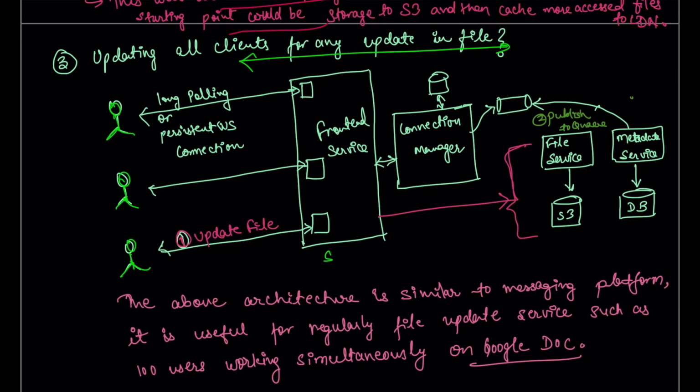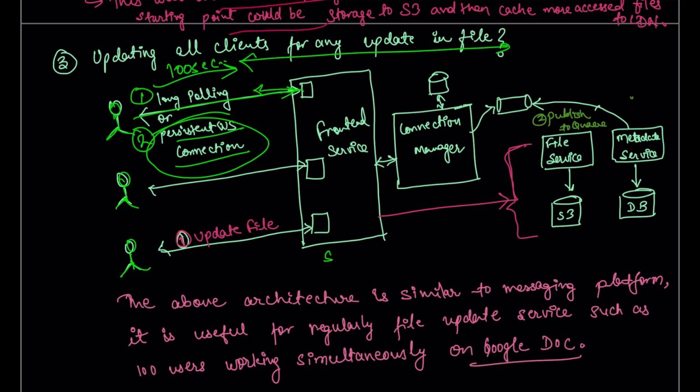Got it? So there are two ways to go about it. One is that you use long polling. So if there is any update, you establish a connection and wait for, let's say, 100 seconds. If there is any update, the server will return a response. If there is not, then you can terminate this request and again create a connection. Another way is a persistent WS connection, WebSocket connection basically.